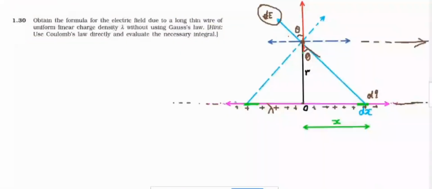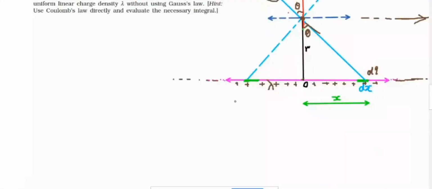Now, next, question 30. Obtain the formula for the electric field due to a long thin wire of uniform linear charge density lambda without using Gauss law. So here we can consider an infinitely long positively charged wire, and we can imagine a point O, and from O we can have an observation point P, a field point P, where we want to calculate the electric field at a perpendicular distance r from the conductor.